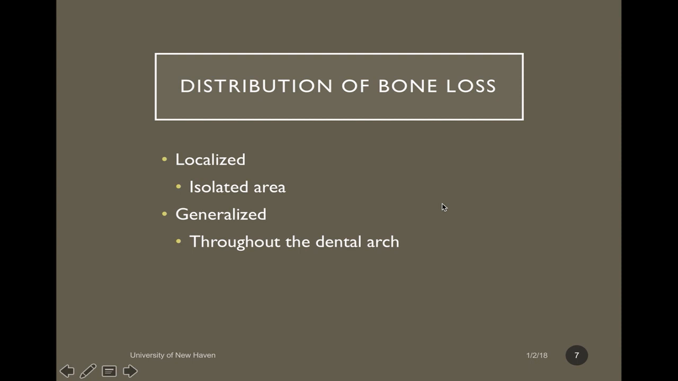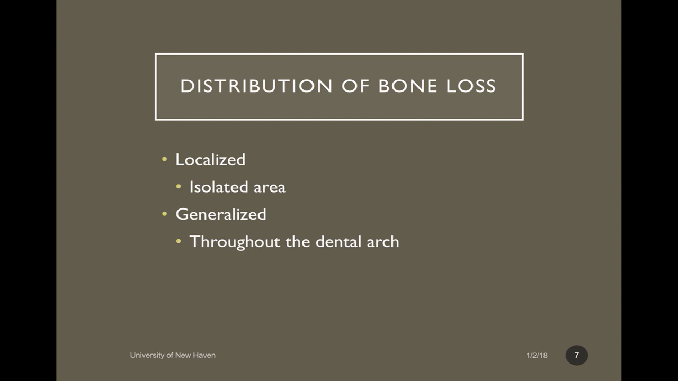Another way that I can classify periodontal disease on a radiograph is to determine if its distribution is localized or generalized. Localized bone loss, you're talking about bone loss in a localized area, and generalized, you're talking about throughout the dental arch. If someone has localized bone loss, you want to be thinking to yourself, why does this person have bone loss in this one specific area? And we'll go over in a few slides what would cause someone to have bone loss in one specific area.